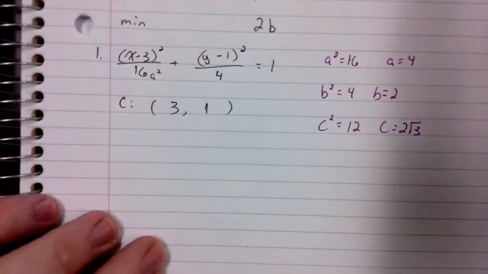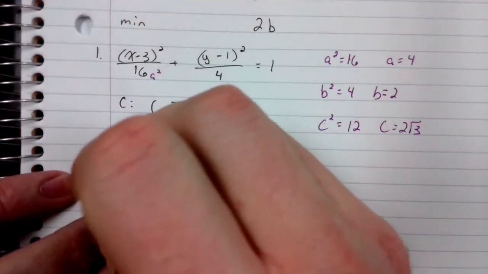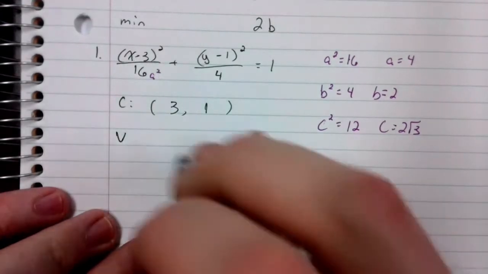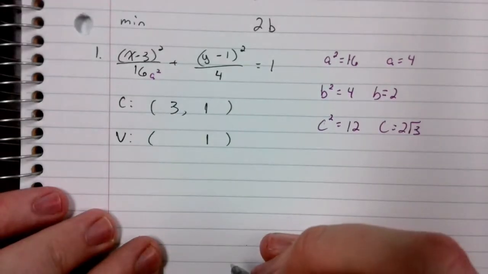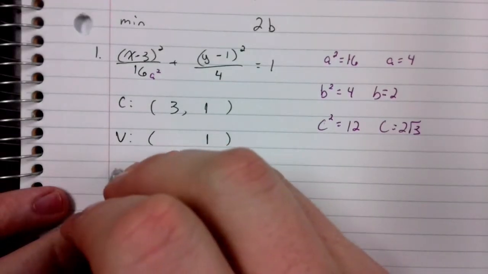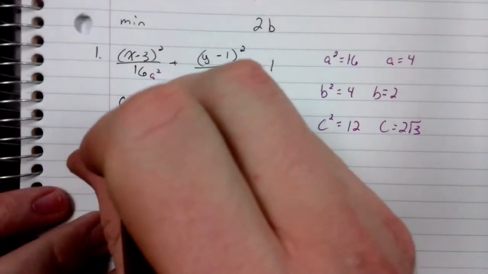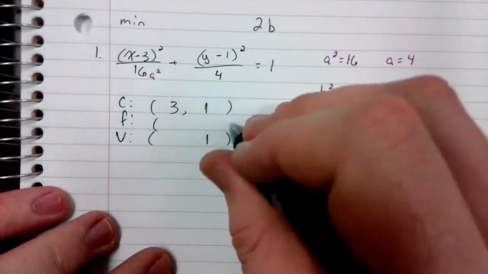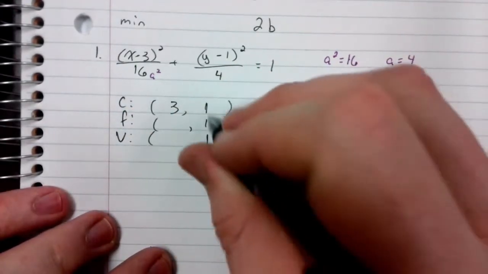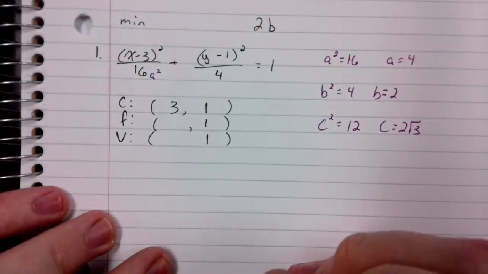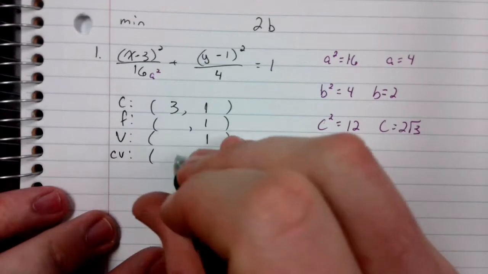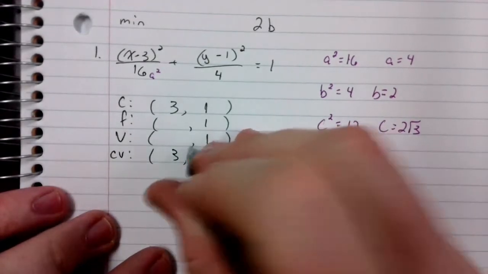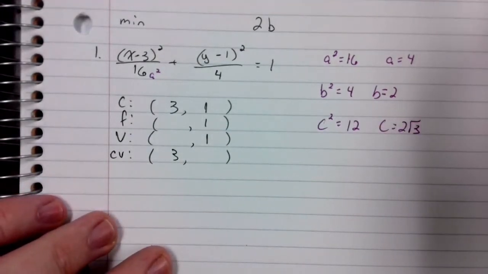So now I can start finding the rest of the information here. For vertices, A squared is underneath x, so this is horizontal. So I know if it's horizontal, that 1 is going to remain the same. Same thing for the foci. I should have done foci first. So this 1 will remain the same. Those 3 will be the same if it is horizontal. And then for the co-vertices, the 3 is going to remain the same. Now I just need to find the other numbers.